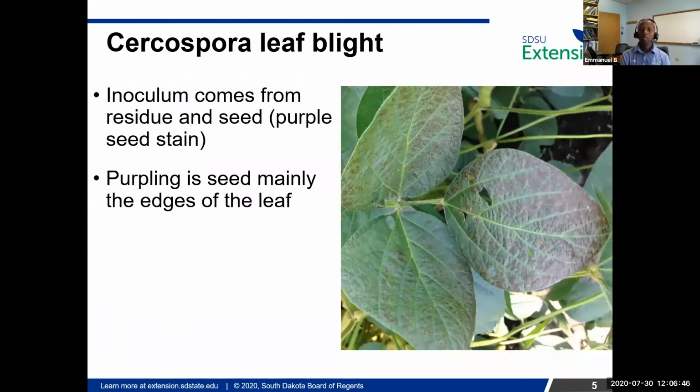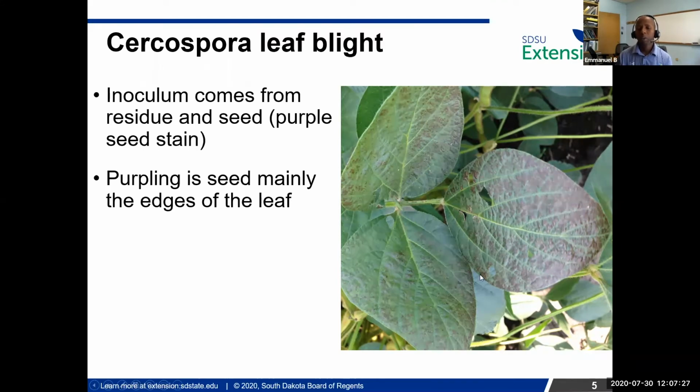So the next disease that you're likely to see out there this season is Cercospora leaf blight. Sometimes this disease is also called purple seed stain. The main characteristic of this disease is the purpling of the leaves. Forgive me for this typo. This should read as purpling is seen mainly in the edges of the leaf, not seed. So that's a typo in that bullet. If you see this kind of purpling mainly on the edges of the leaf moving in, that would be because of Cercospora leaf blight.